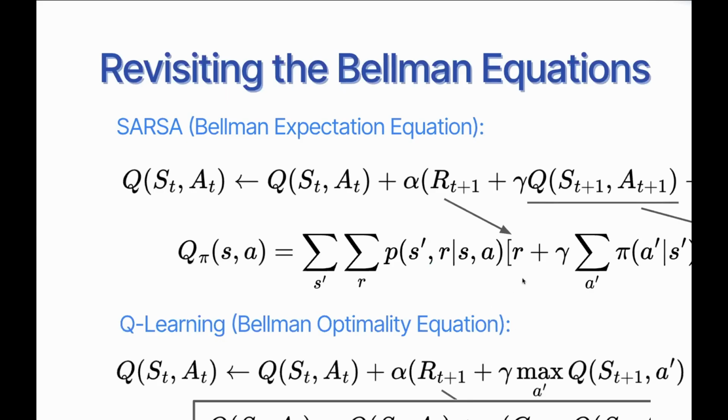This is a comparison between Q learning and SARSA, right? Q learning does the max. It's a sample-based approximation to the Bellman optimality equation, whereas SARSA samples from the current policy. It's an approximation to the Bellman equation for Q.